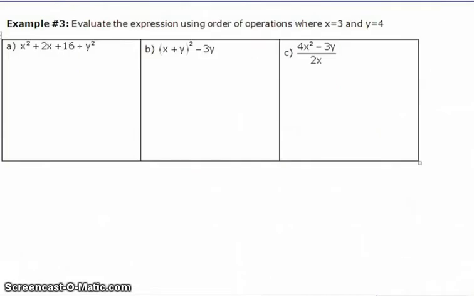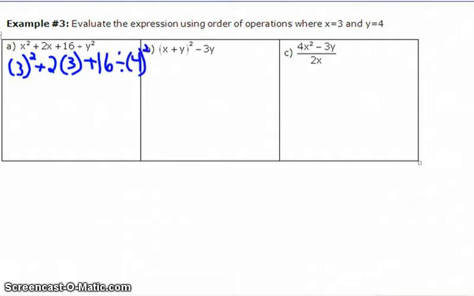The last examples, and I'm not going to go through all of them, I'm going to have you guys try the last two. But the first one, A, okay, I have x squared plus 2x plus 16 divided by y squared. It says to evaluate the expression using order of operations and gives you where x equals 3 and y equals 4. So it's asking you to replace the x's and y's with these numbers. 3 squared plus 2x, so 2 times 3, plus 16 divided by y squared, so divided by 4 squared.